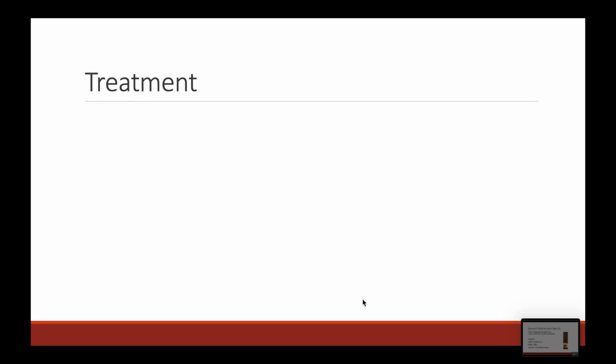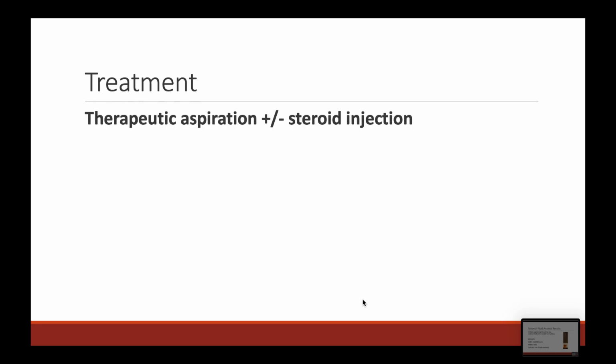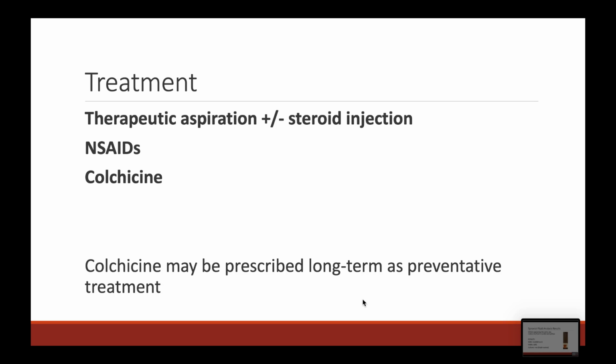So what is the treatment for pseudogout? Obviously, you want to aspirate the joint, plus or minus steroid injection. That will be decided by a much more senior doctor than a junior doctor. As well as that, you would consider giving NSAIDs or colchicine. And for pseudogout, colchicine can actually be prescribed long-term as a preventative measure.